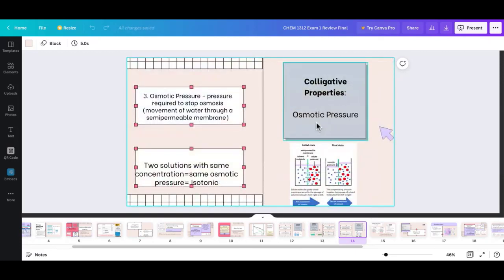Next, we have osmotic pressure. Osmotic pressure is the pressure required to stop osmosis, or the movement of water through a semi-permeable membrane. This makes sense as a colligative property, because many of you may know from previous science classes that diffusion of water specifically works from high to low concentration. If there's solute, it's going to change the concentration in the water, and water will flow in the direction towards isotonic, or the same osmotic pressure.